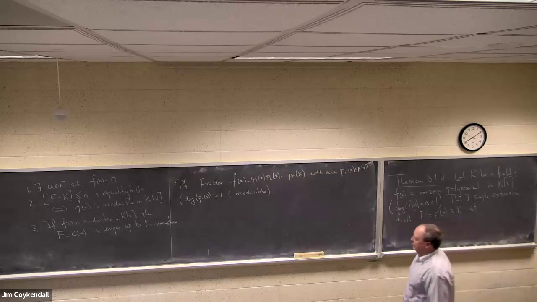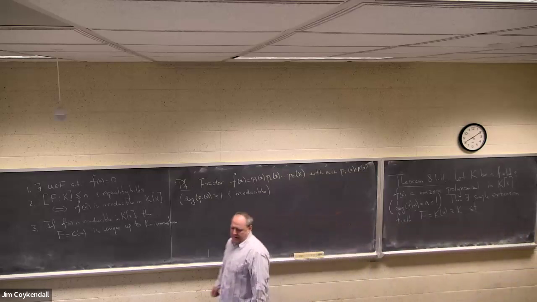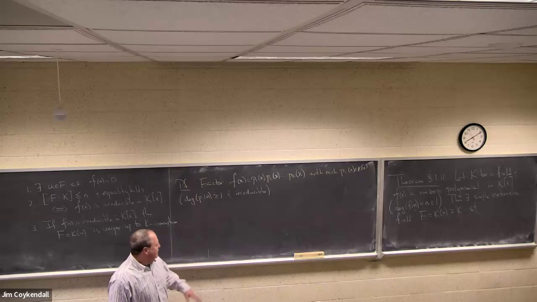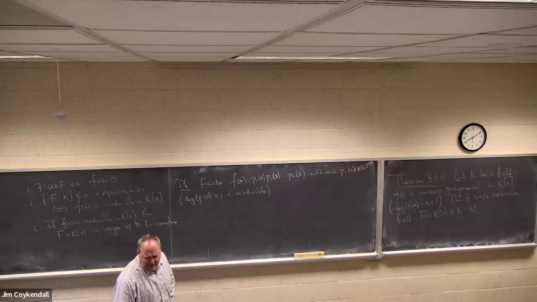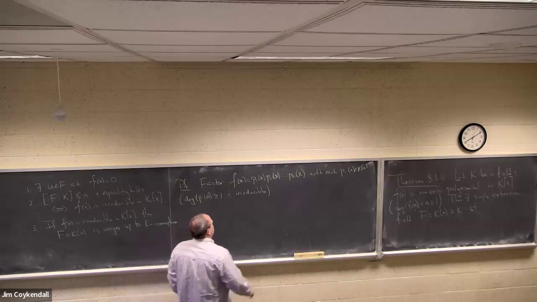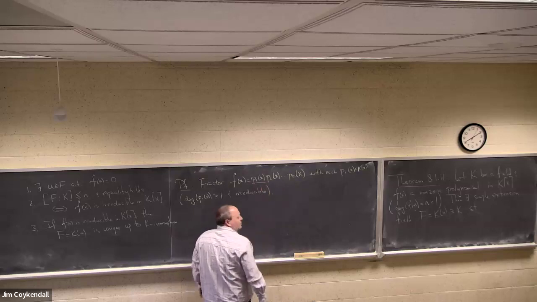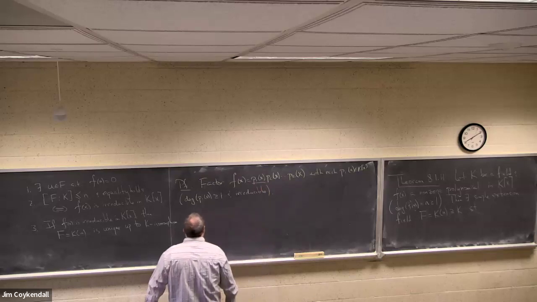And of course, irreducible, I want the degree to be at least one. Degree zero polynomials sort of don't count. They're just constants. And consider, pick one of these. I'll pick the first one. Choice is arbitrary.